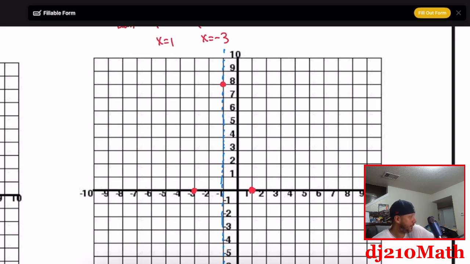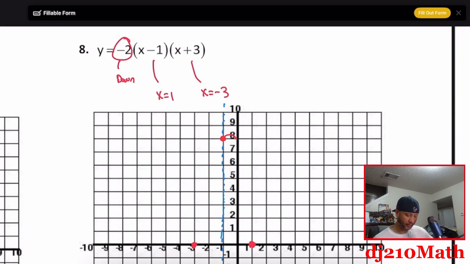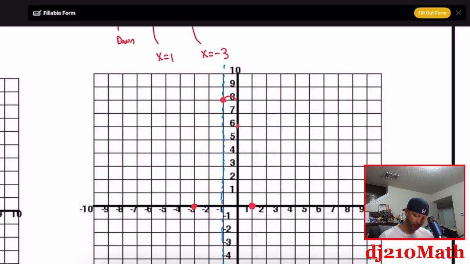Now, we just need to find the point that's next to the axis of symmetry. So I go over 1, and I do 1 times -2. So we go down 2. Oh, look, there's our y-intercept. And we reflect it across the axis. Okay, connect the dots.